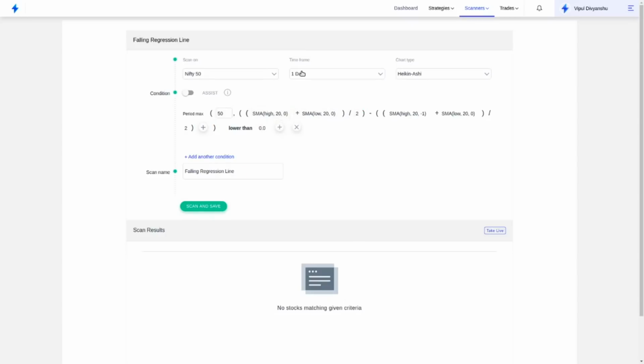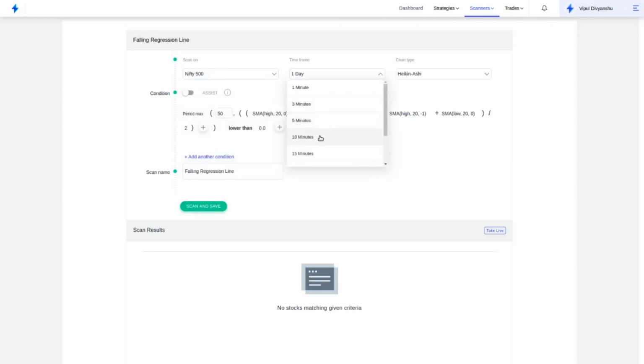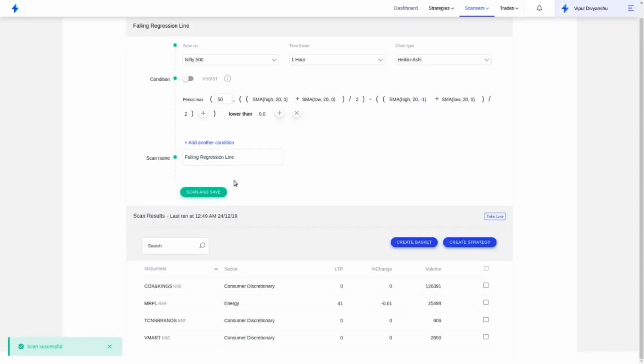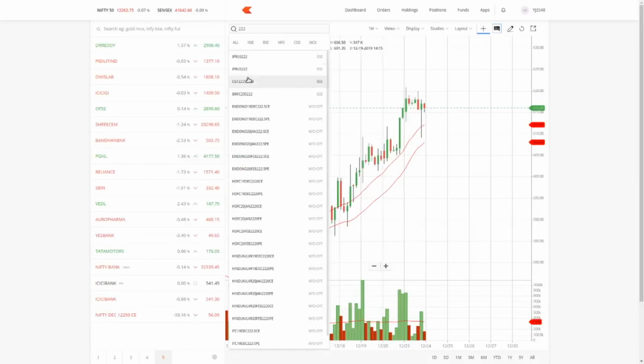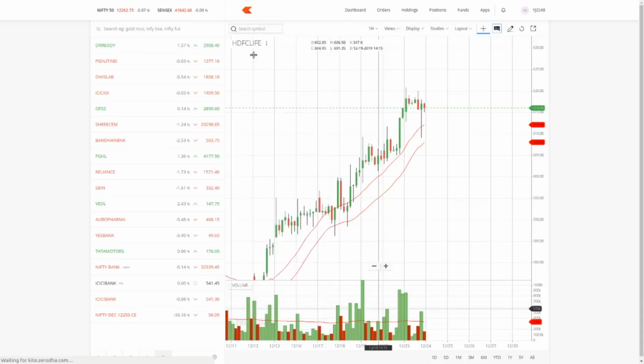Again, this is an approximation and not the exact calculation of a regression line, because that's quite complex in nature and very hard to calculate manually in a scanner. So I have run this scanner on Nifty 500 on an hour chart, and we see multiple stocks: Cox and Kings, MRPL, VMart. Let's plot them on a chart first to understand how they look.